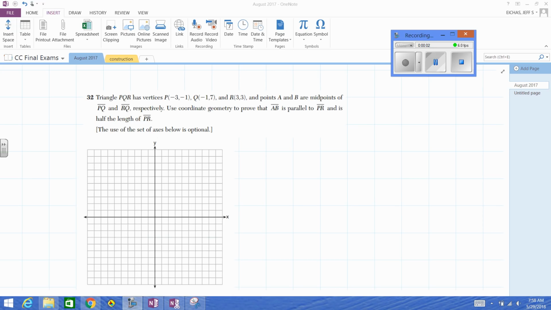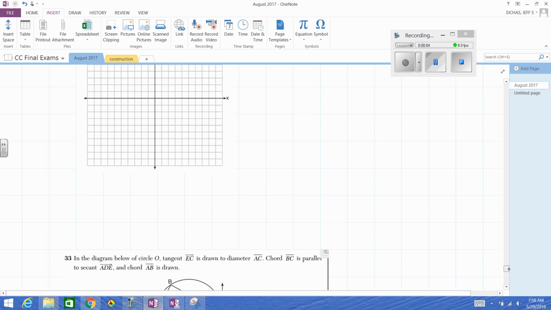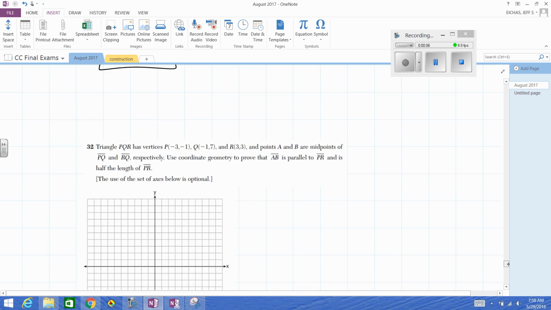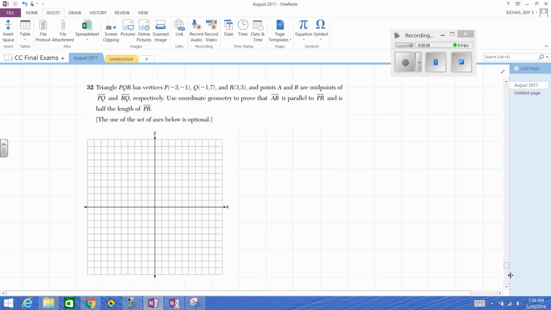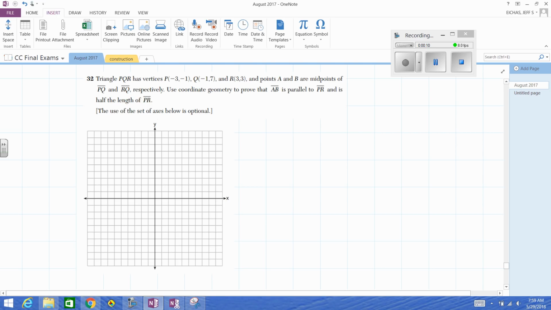August 2017. These are the part threes, 4-point questions. So, we've got a graph with points -3, 1, -1, 7, 3, 3. Okay, sorry about the lack of a straight edge.